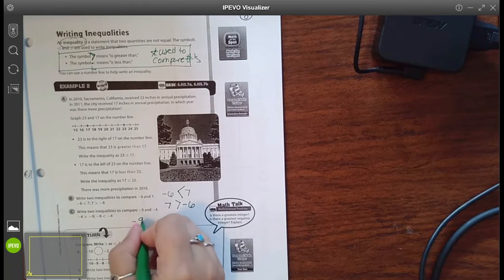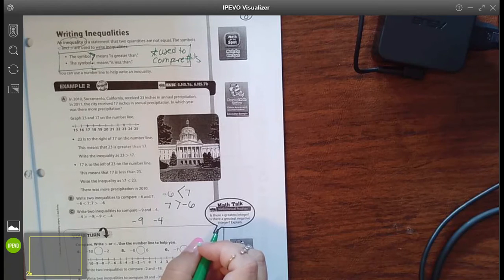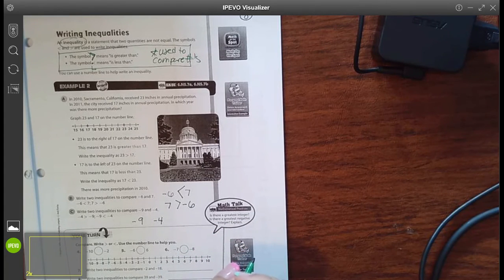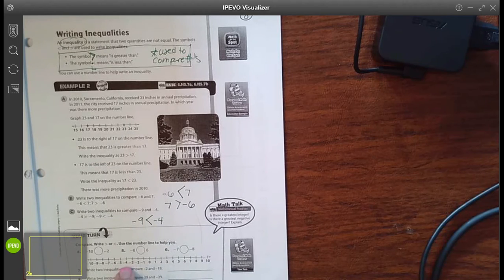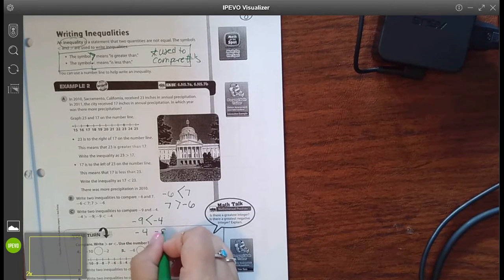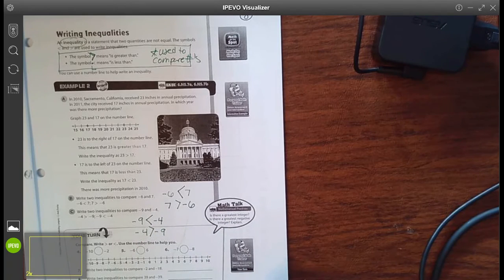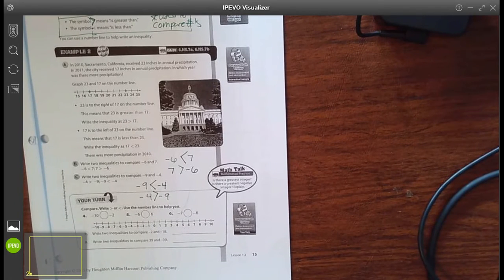So if I were to do this one, negative 9 and negative 4, well, what's bigger, negative 9 or negative 4? What do you think? Actually, negative 9 is not bigger. Negative 4 is bigger. Why? Because it's further to the right on a number line. It's closer to being 0. It's closer to being positive. You'd rather owe $4 than owe somebody $9, right? So negative 9 is less than negative 4. And if you wanted to write it a different way, this time I'd put the negative 4 first and now flip the inequality. There you go. I wrote it two different ways. Why don't you guys go ahead and try the your turn section?